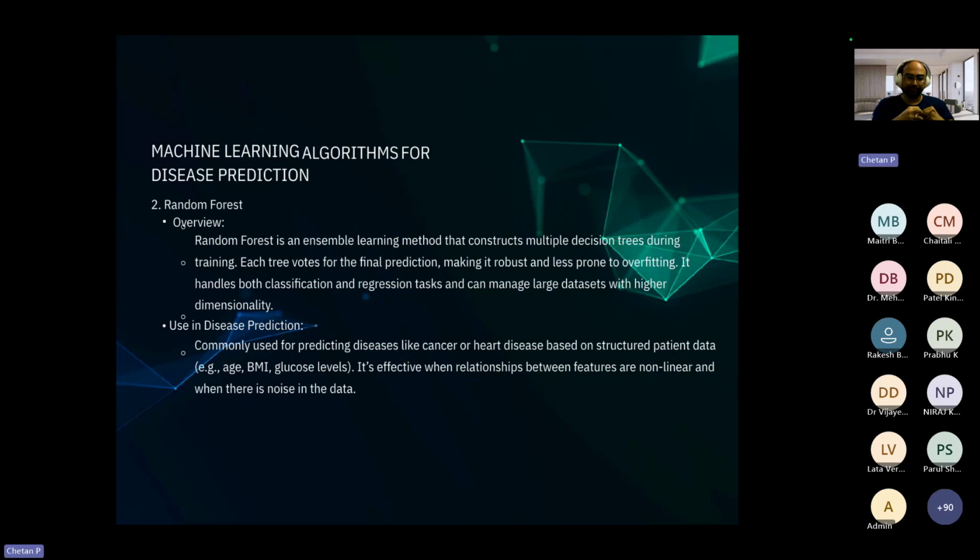Random forest is an ensemble learning method that constructs multiple decision trees during the training period. Each tree votes for the final prediction. So these 10 trees that we were discussing will all take a vote. Let's say 7 trees are saying that the person has diabetes, and one says it is a zero. We take the most votes, and the final decision will be based on the majority vote. That's why it takes the variance, it takes a good number of different features, and that's why it is more robust than logistic regression.